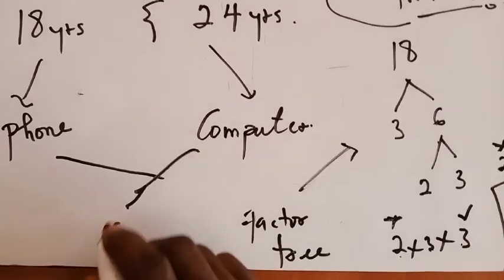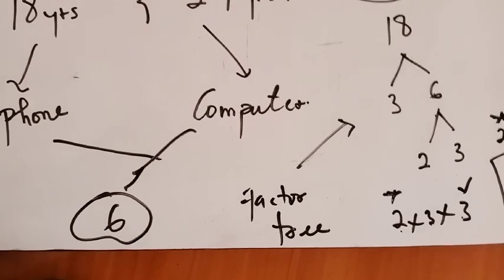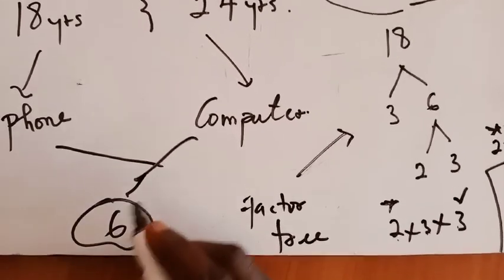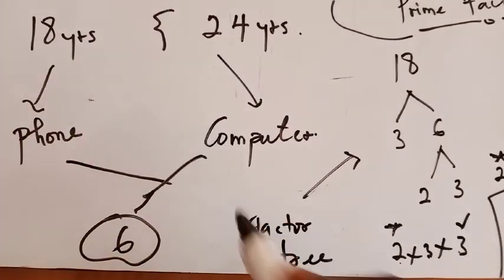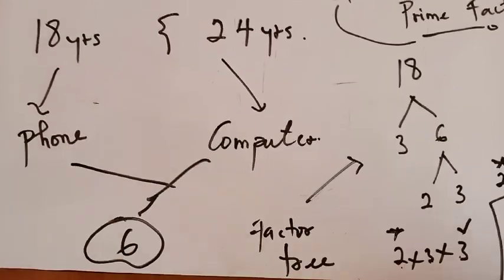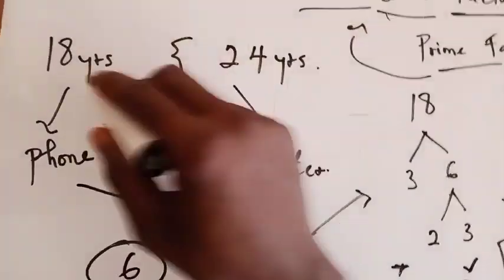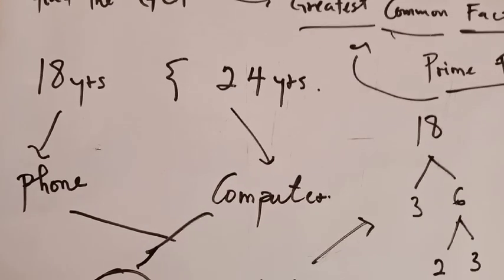Right? So having this 6 here, why are we saying that this 6 is the greatest common factor? Because 6 can divide these two numbers at the same time. That is the greatest of all factors among these two numbers.